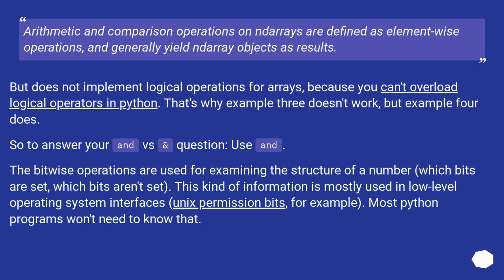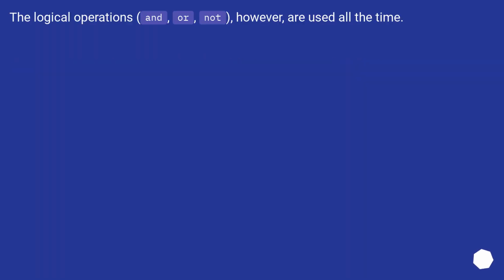The bitwise operations are used for examining the structure of a number, which bits are set, which bits aren't set. This kind of information is mostly used in low-level operating system interfaces, Unix permission bits, for example. Most Python programs won't need to know that. The logical operations, and, or, not, however, are used all the time.